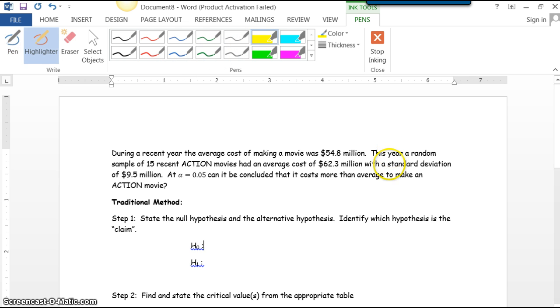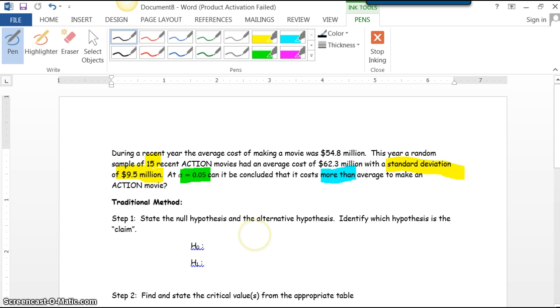So we see that we have here a standard deviation, and it appears that the standard deviation is a sample standard deviation based on these 15 movies. And so because it's a sample standard deviation, we will be using the t-table rather than the z-table. The z-table is used when you know the population standard deviation. The level of significance is 0.05 that we'll be testing it at. And they're asking whether it costs more than the average to make an action movie.